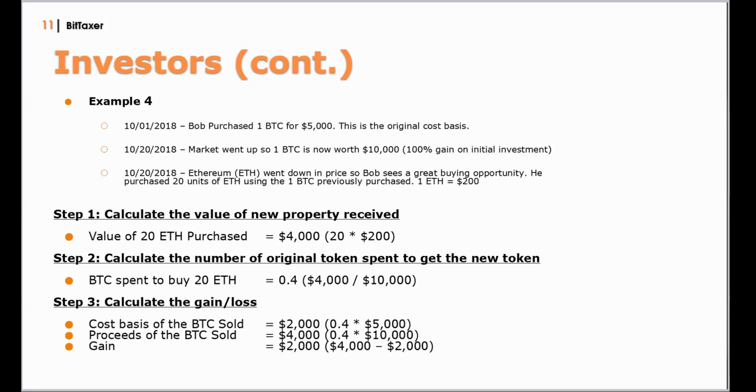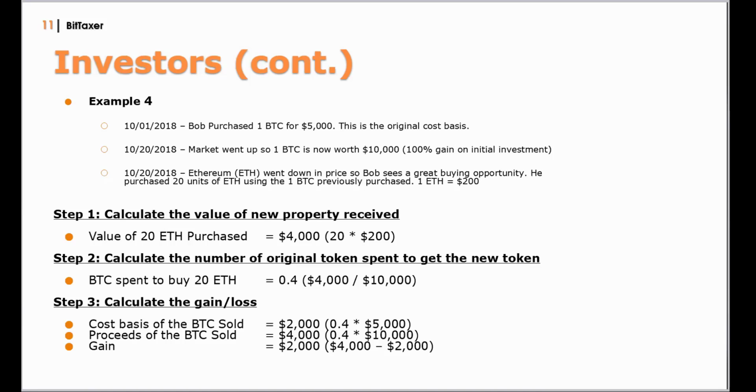Step 1 is to calculate the value of the property received. Pretty easy: you got 20 Ethereum, so 20 multiplied by $200, where $200 is the value of Ethereum on October 20th. So the value of the property received is $4,000. Step 2 is to calculate the number of original tokens spent to get the new token. To get 20 Ethereum, Bob had to spend 0.4 Bitcoin. It's calculated by 4,000, which comes from step one, divided by 10,000, the fair market value of the Bitcoin on the date that he purchased Ethereum.